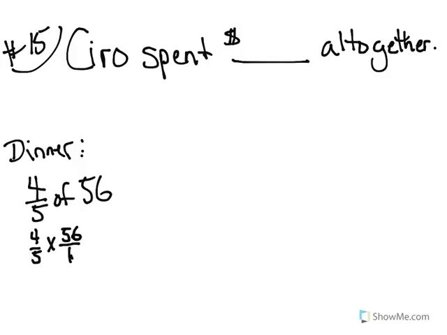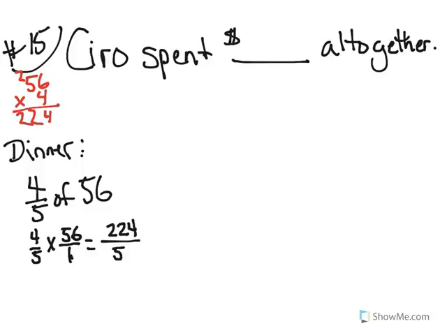So when I do that, I can't cross divide for this problem. So I actually have to multiply the 4 times 56. So I can do that off to the side. I'll actually do it up here. 56 times 4, 24, carry the 2, 4 times 5 is 20, plus 2 is 224. So when I multiply my numerators, I get 224. When I multiply my denominators, 5 times 1, I have 5.